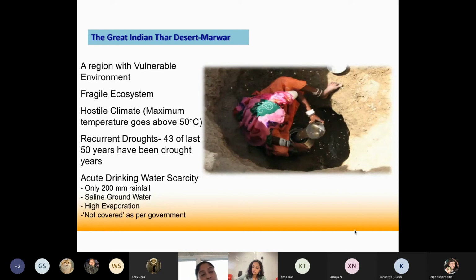Because of the temperature, we have very high evaporation rates. So we get 200 millimeters, which is 6 inches, and we lose nearly 2 meters of water from an open surface in 1 year due to the evaporation.